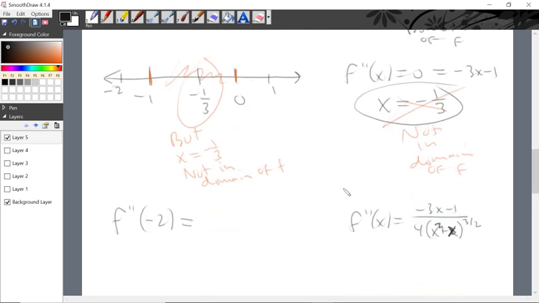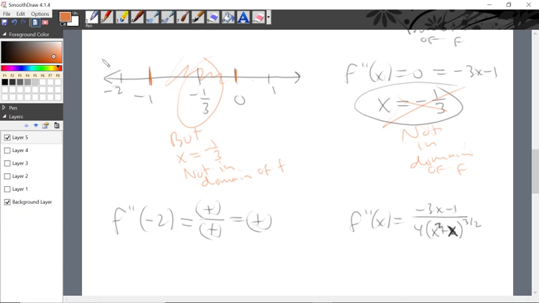Now, the 3/2 power guarantees we're doing a square root here. So as long as we're within the domain for this function, the denominator is going to be positive. Doesn't matter what number from the domain we plug in. The numerator, though, when we plug negative 2 into it, we're going to get 6 minus 1, which is positive. So the second derivative is positive at negative 2.